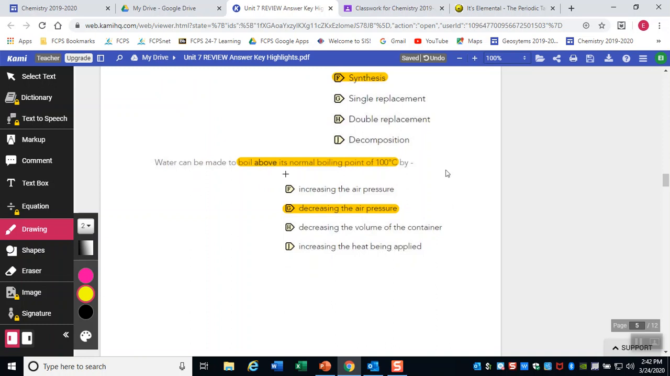Water can be made to boil above the natural boiling point of 100 degrees. So if it takes more energy to heat it up, that's because there's less air pressure. Air pressure heats things up. High pressure makes things hotter because they're all close together. So if you decrease the air pressure, then it's going to take you more energy to heat things, to get things boiling.